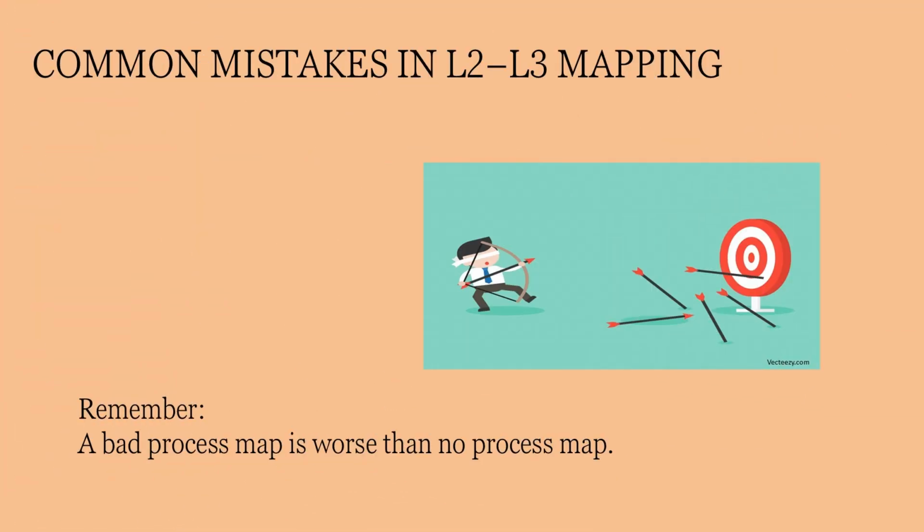Let us understand what are the common mistakes in L2 and L3 mapping. Those need to be avoided. That is, turning L3 into SOP text, making process maps too complex, using different symbols without standard, ignoring exceptions, because every process might have some exceptions, those need to be captured, not updating the process maps after ERP changes. Remember one thing, a bad process map is worse than no process map.